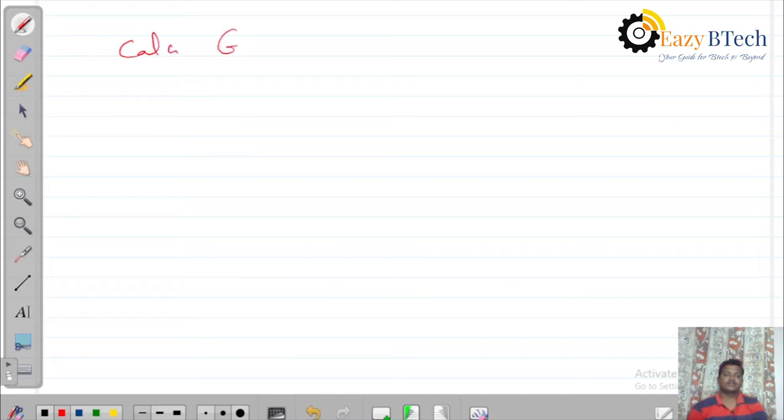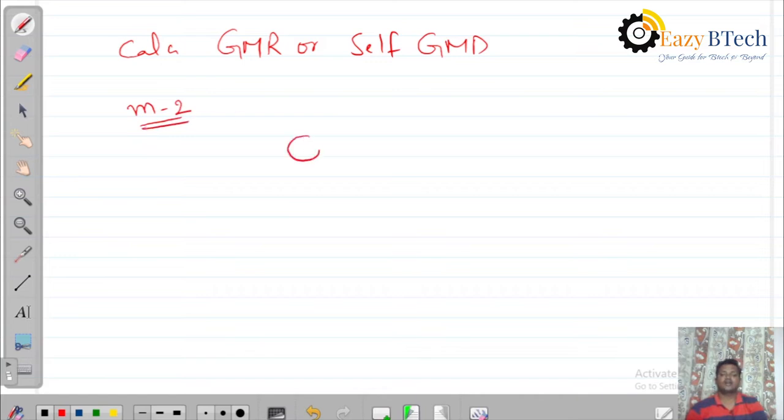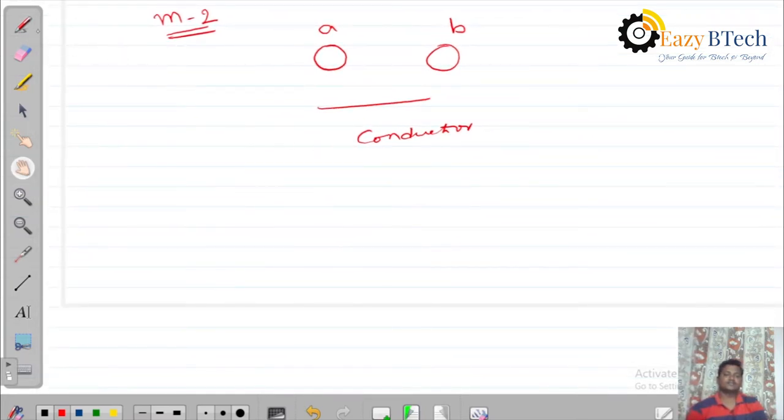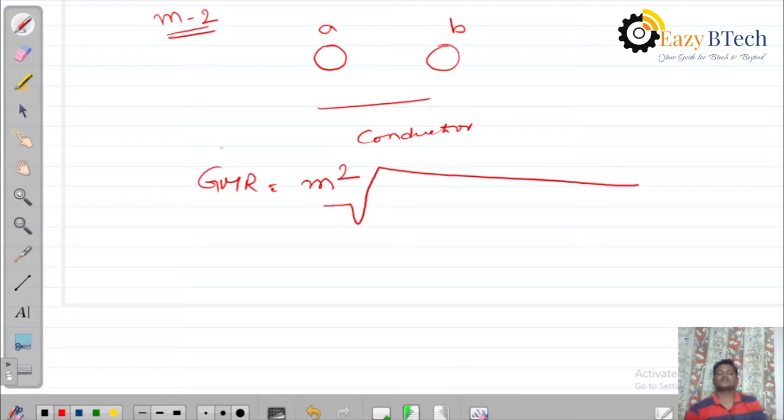Now, we will see the calculation of GMR, or self GMD. Assume a bundle conductor, where the number of subconductors is 2 in the same conductor, that is A and B. The formula for this self GMD, GMR, equals M-th root of the distances DAA, the self distance from A to A, A to B, B to A and B to B.